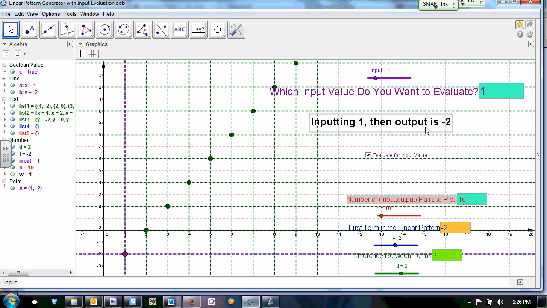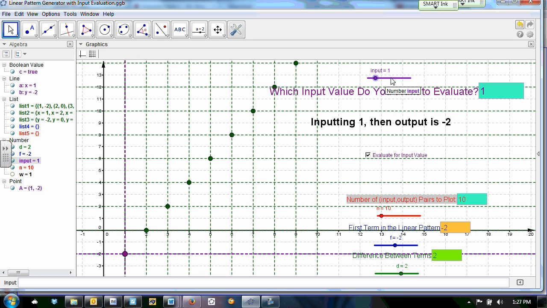So now, what's cool about this app is if we click this evaluate for input value, then right now I'm going to evaluate for 1. So what it's saying is if you're inputting a 1, so our first term, then we get out -2. And that's really what this crosshair, and notice we have a purple crosshair to highlight that point. We're putting in a 1, we're getting out a -2, or we're showing our first term is -2 if we think sequences.